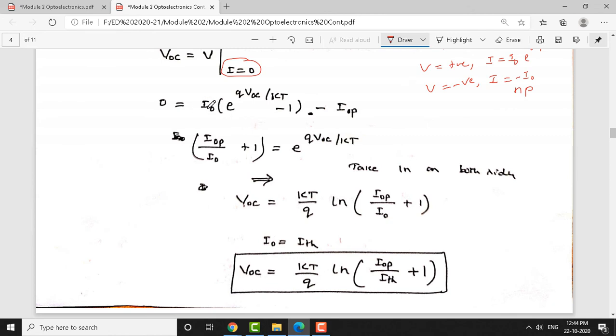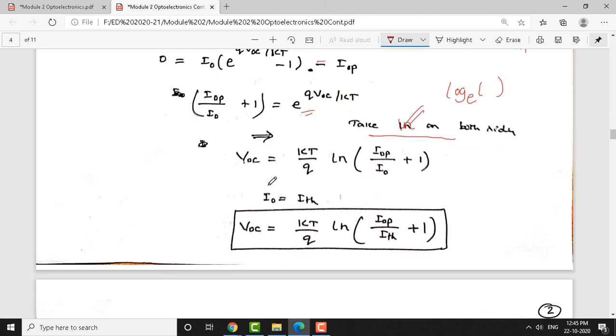So, IOP by I naught, if you transfer this to the other side, this minus 1 becomes plus 1 here, and e to the power of q VOC by kT. Take natural logarithm on both the sides. Natural log means it is log to the base e. That is what ln stands for. So, then this will have a natural logarithm, and this e gets eliminated, q VOC by kT, and transferred to the other side, it becomes kT by q times VOC.